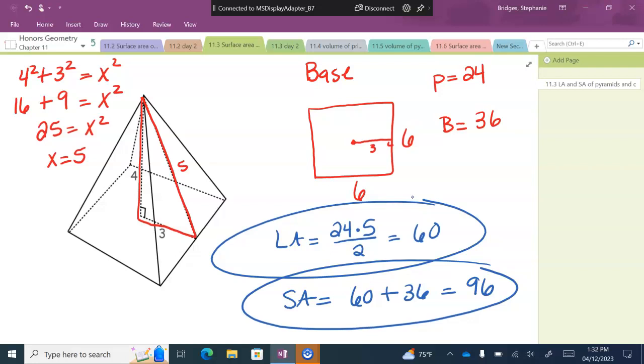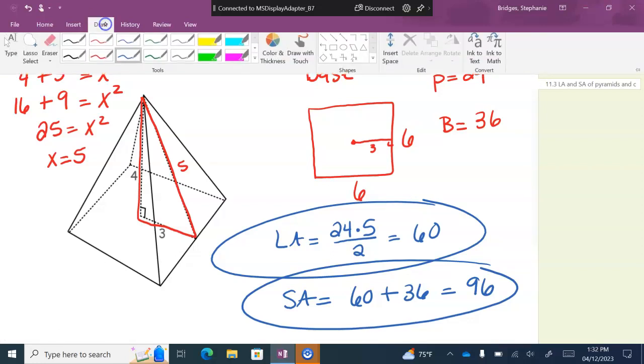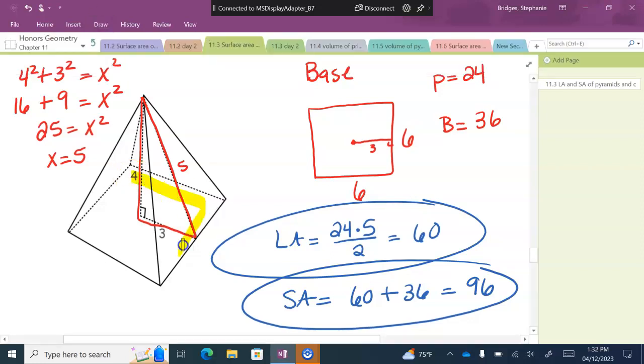Maybe. Everybody good? Go ahead. The base is just, I drew this bottom part separately off to the side so I could focus on finding the perimeter and the area of it.